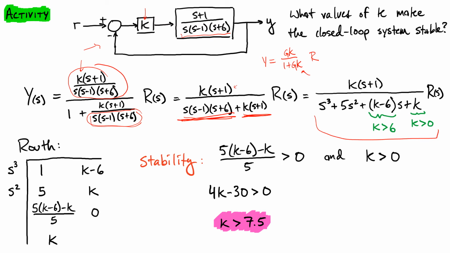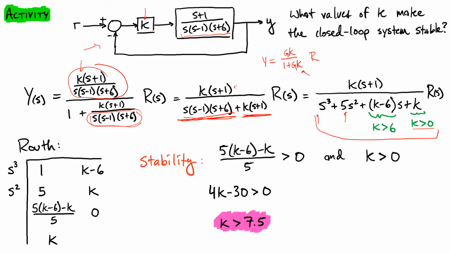So again, we can use our necessary conditions. So that's a constant, and that's positive, so that's fine so far. We need K minus 6 to be positive, which means that K has to be bigger than 6. And then we need K to be bigger than 0 for the last term to be positive.